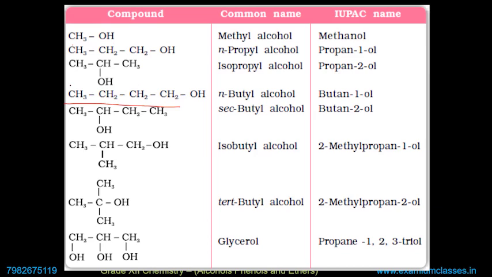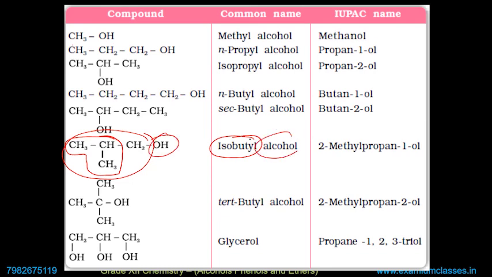Here you have n-butyl, the n-butyl alcohol, but this one is sec-butyl because the carbon on which the functional group is attached is a secondary carbon. That's why sec-butyl. Now this one, again you have the iso group here, but total carbons 4. Iso group with 4 carbons, isobutyl, OH, alcohol. All common names you have to remember.